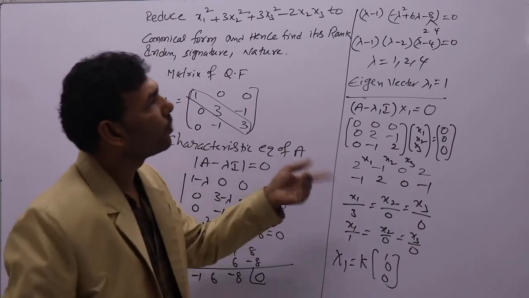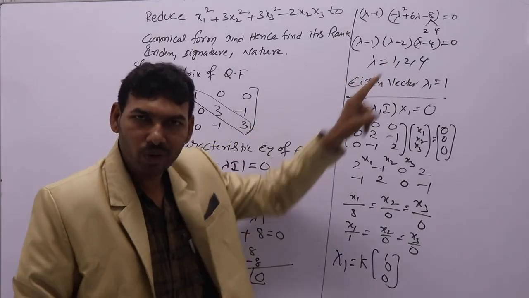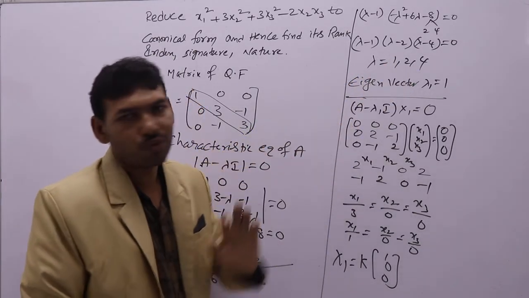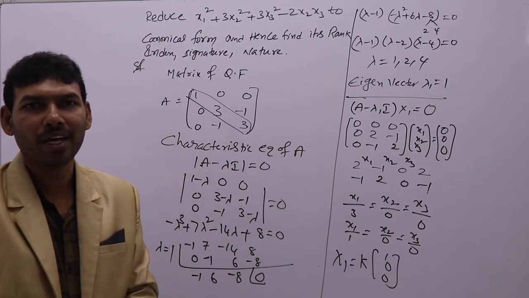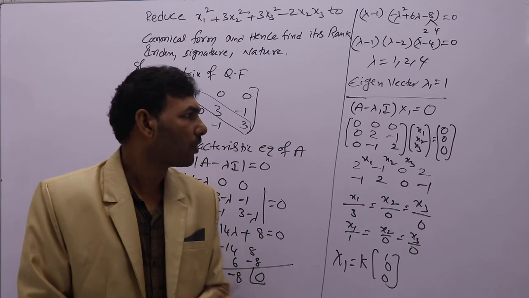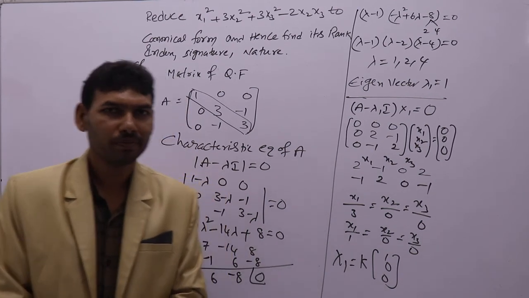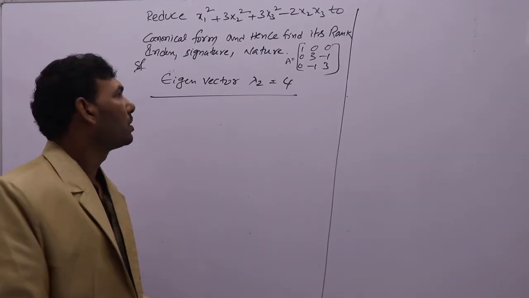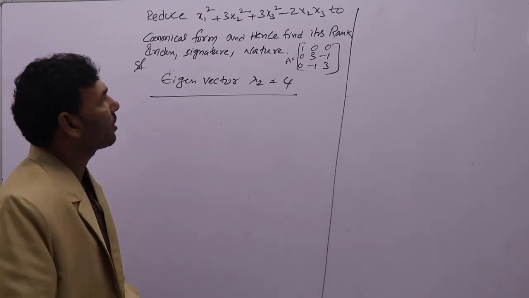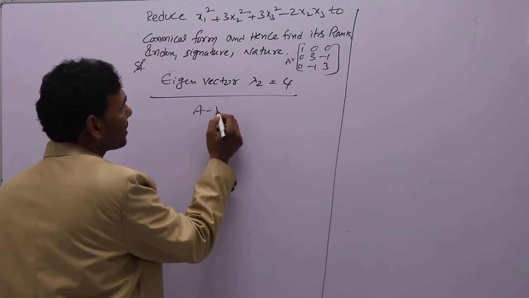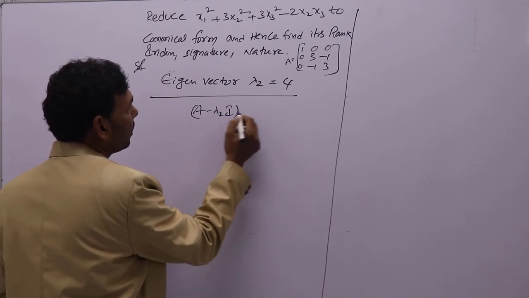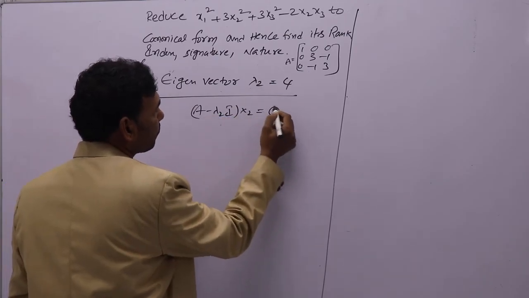Like this we need to find eigenvectors for lambda equal to 2 and lambda equal to 4. Okay, so next we will discuss the eigenvector for lambda equal to 2. Are you clear for lambda equal to 1? So next, the second eigenvector for the second eigenvalue, lambda 2 equal to 4: A minus lambda 2 I into x2 equal to 0.